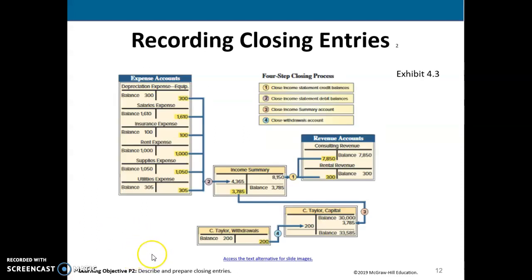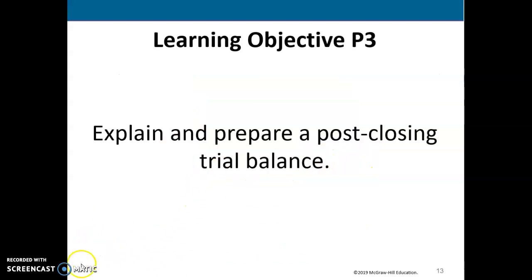All right, so that's where we're going to stop for this section. And when we go into our next section, we're going to get into the post-closing trial balance.